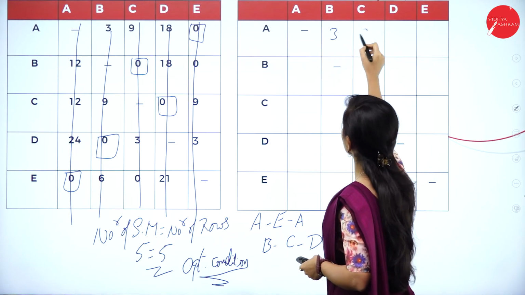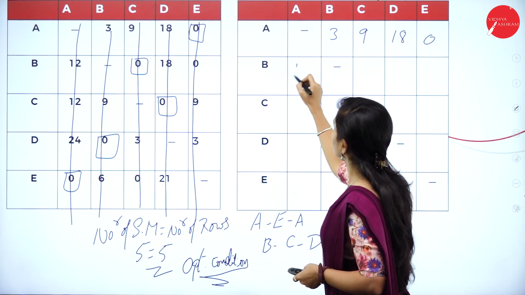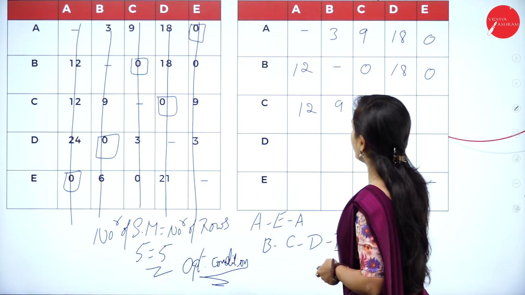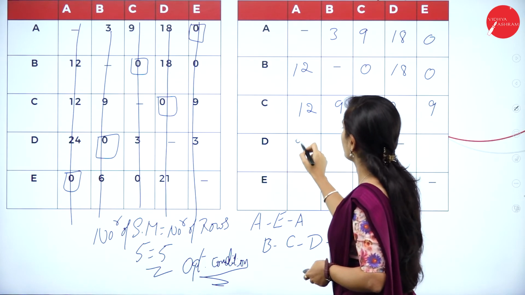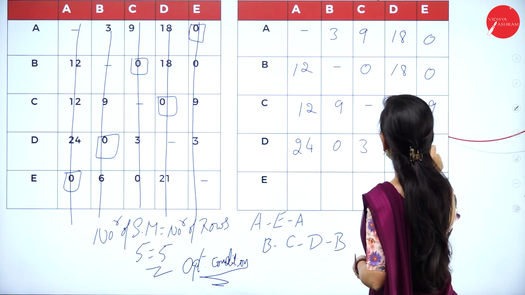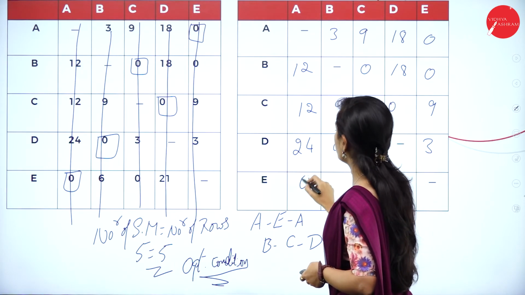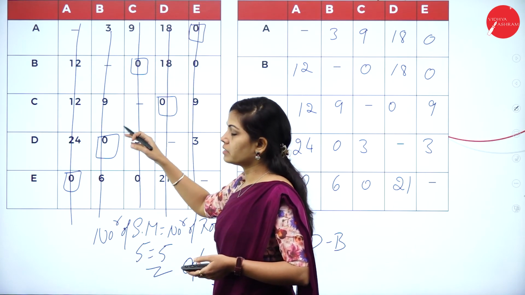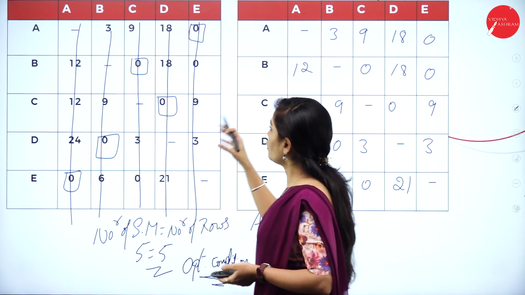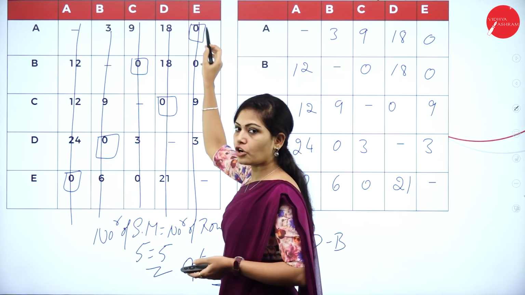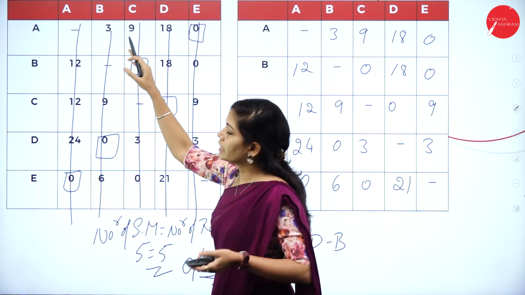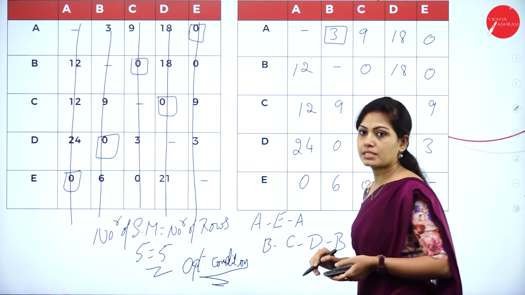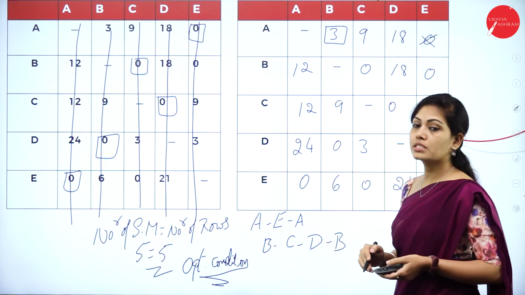First, I will write the matrix: 12, 0, 18 and 0, 12, 9, 0 and 9, 24, 0, 3 and 3, 0, 6, 0, 21. If you use this assignment, the condition is not satisfied. So now I will modify the assignment. Instead of this 0 as an assignment, I will take the least value as an assignment. So the next least value is 3. I will assign this as an assignment, so I can cancel this 0.